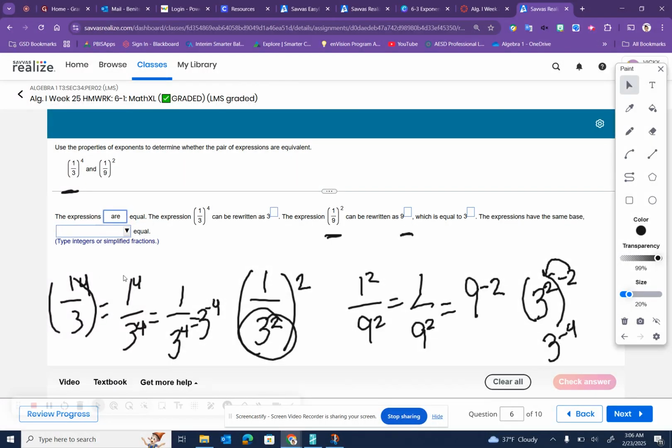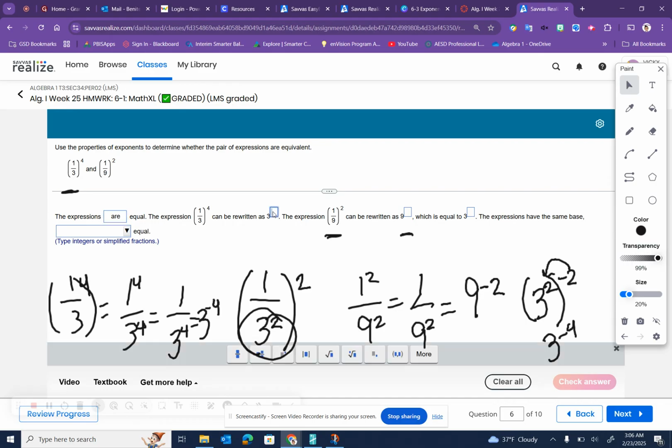So they are equal. The expression 1/3 to the fourth power can be written as 3 to the negative fourth after some simplifying. 1/9 to the second power could be written as 9 to the negative second, which is equal to 3 to the negative fourth. The expressions have the same base, and they also have the same exponent.